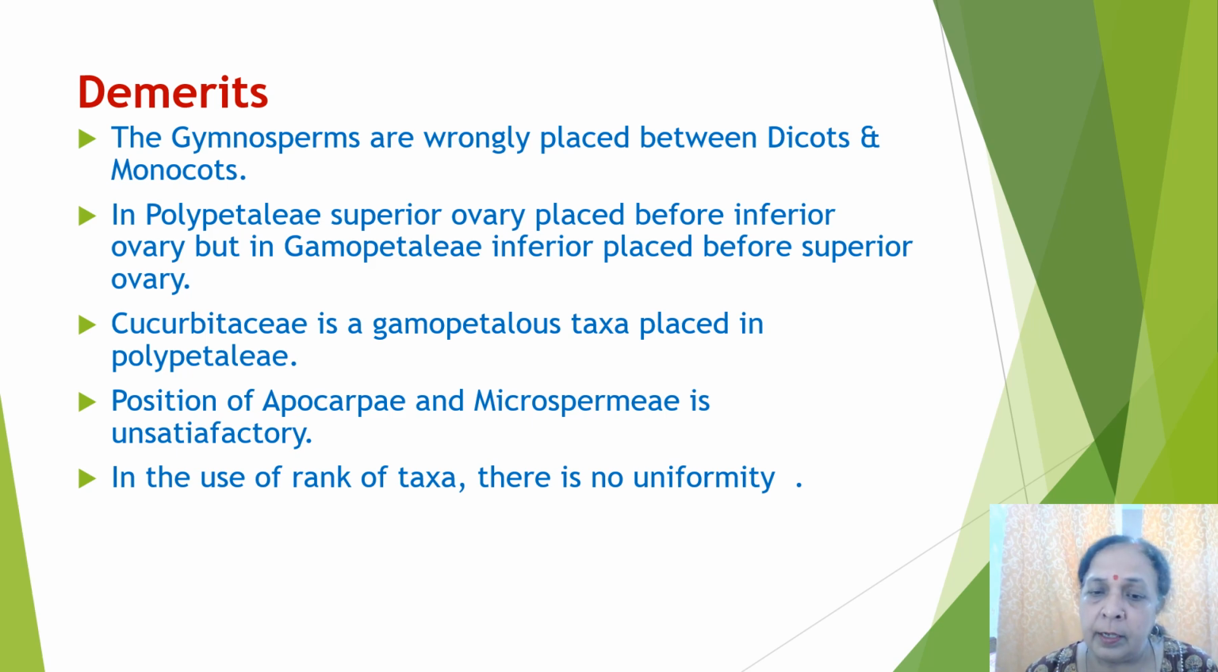Cucurbitaceae is a gamopetalous taxon placed in the polypetalous group, and the position of the Apocarpae and Microspermae is unsatisfactory in monocotyledons. In the use of rank of taxa, there is no uniformity. So we are seeing a lot of drawbacks in this classification. Despite these drawbacks, it is also useful for the identification of plant species in the field, and it is very useful for practical purposes.